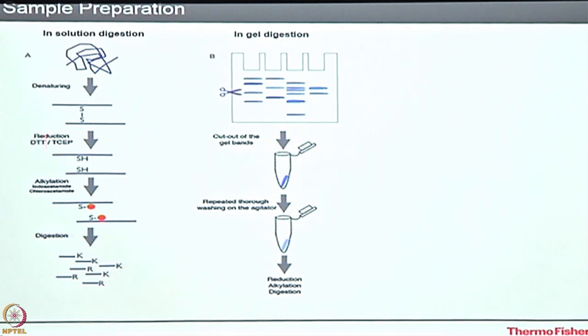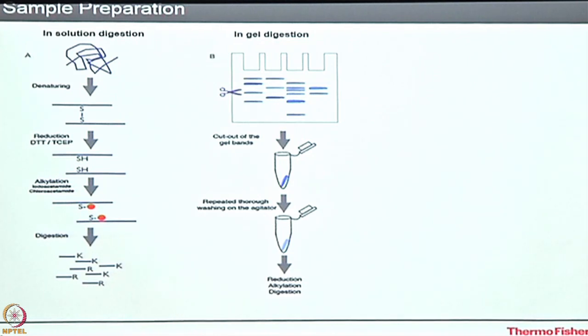So in case of in-solution digestion, already there is protein in the solution. So you have to do the reduction and alkylation. It's a very important part. Otherwise, what will happen? There are disulfide linkages. Due to these disulfide linkages, the protein will not open up. All the parts will not open up. So you have to go through this reduction and alkylation.